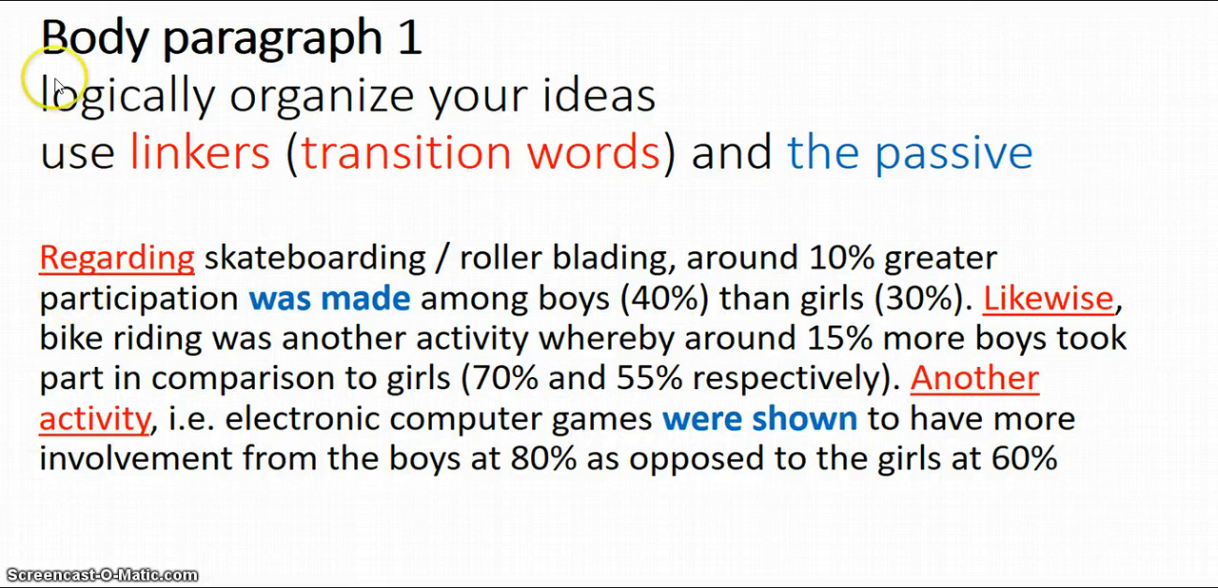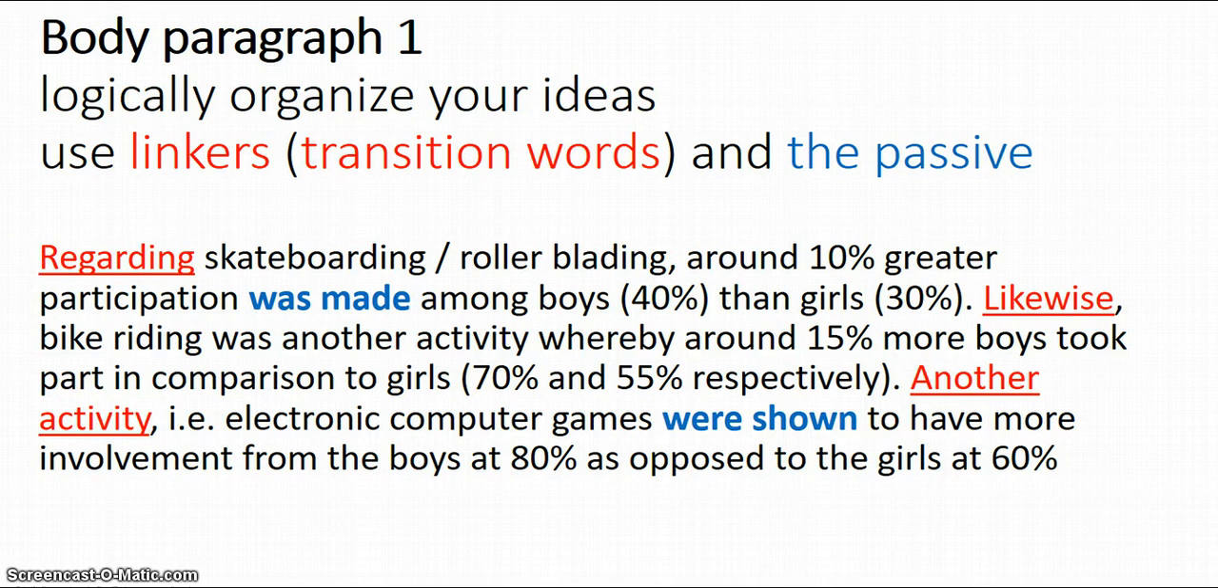Now, the important thing in body paragraph 1 and paragraph 2 is that we need to, like I said, logically organize our ideas, and in order to help us to do that, we have to use linkers. Another word is transition words or discourse markers, and these are the words that I've highlighted in red. It would be very nice also if we can use the passive voice, again because this is a very academic style of writing. So I'm going to read the paragraph, and as you can see I have some passive verbs here and I also have some linkers here as well.